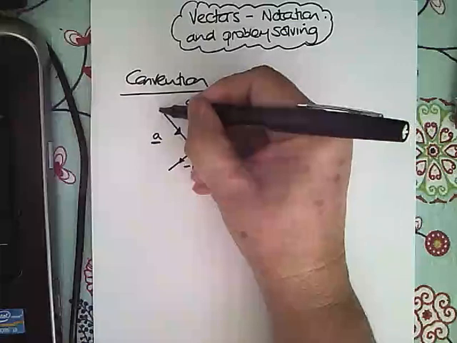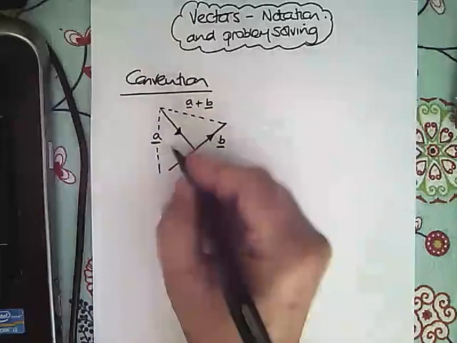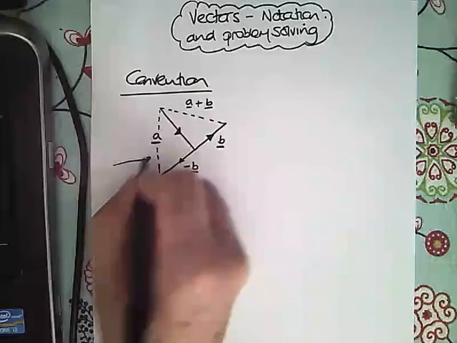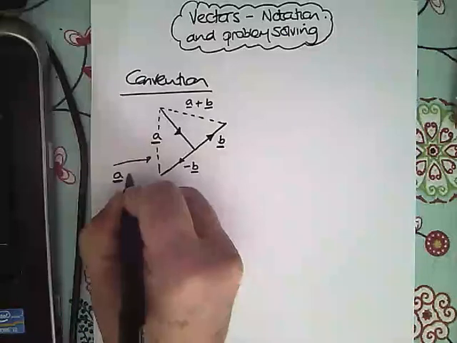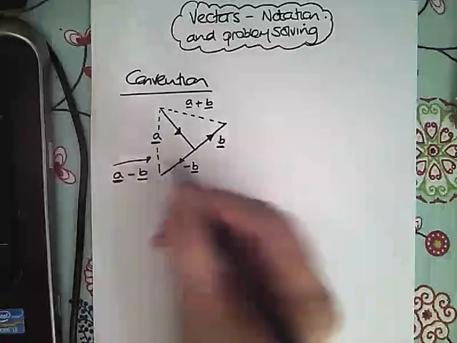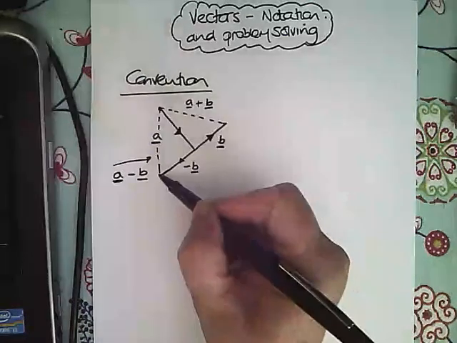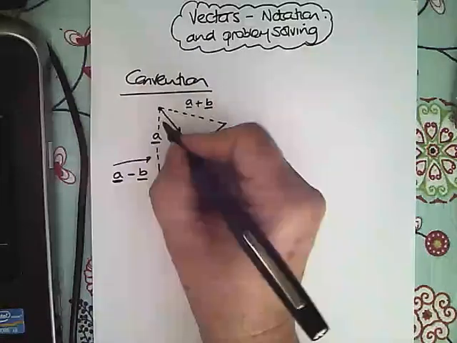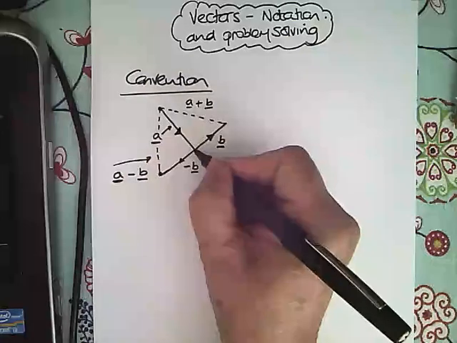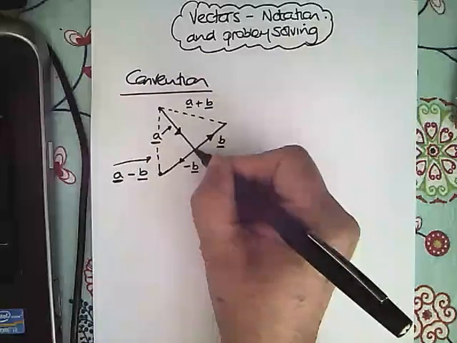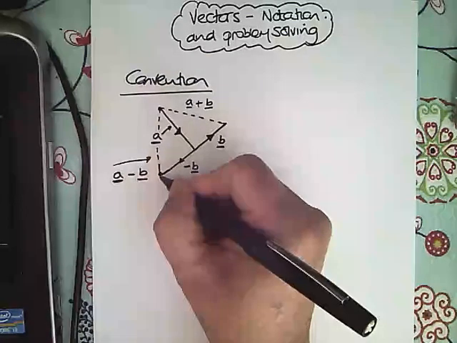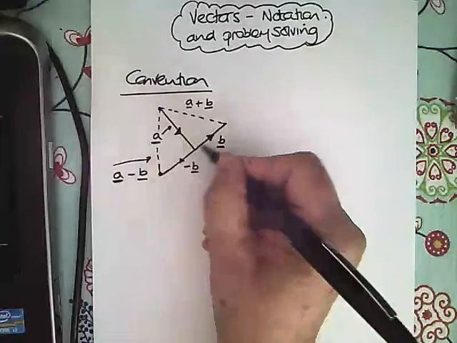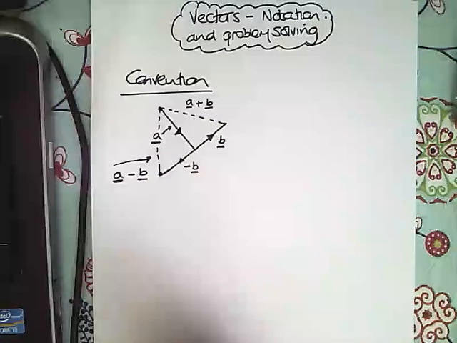And then I could describe this journey down here as A minus B, because if I went from this point to this point, not the most direct route, I would go along A, which is this one here, and then I would travel the distance of B in the direction of B, but the wrong way. So this would be A minus B.